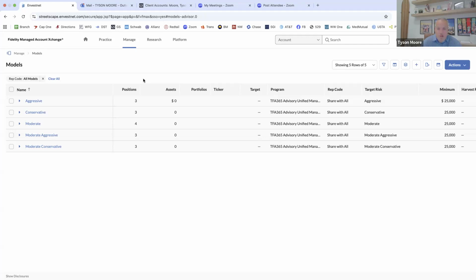And then I may not put every single client in one of these models, but most of my accounts are going to go into one of these models, because I might need to do a little customization based on certain situations.